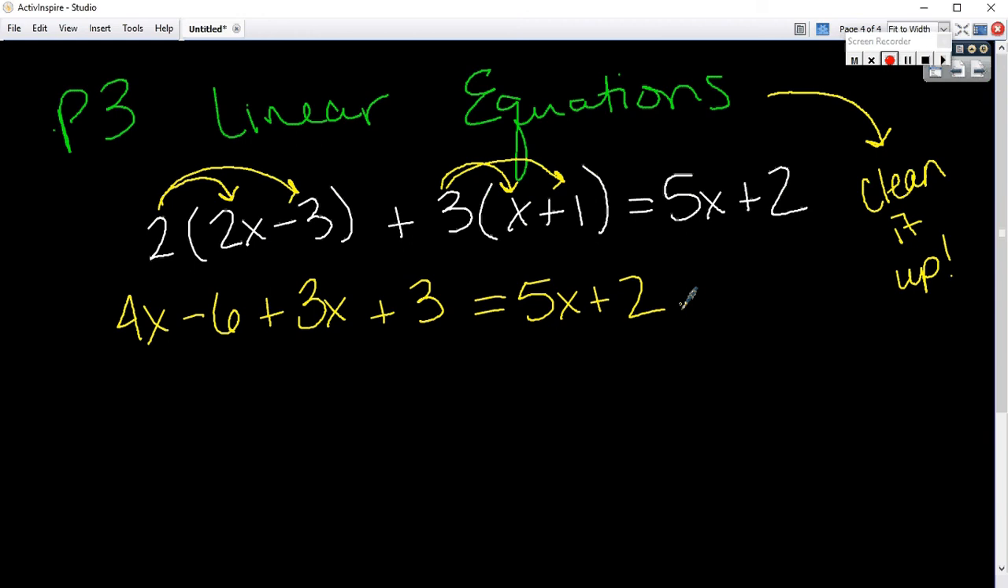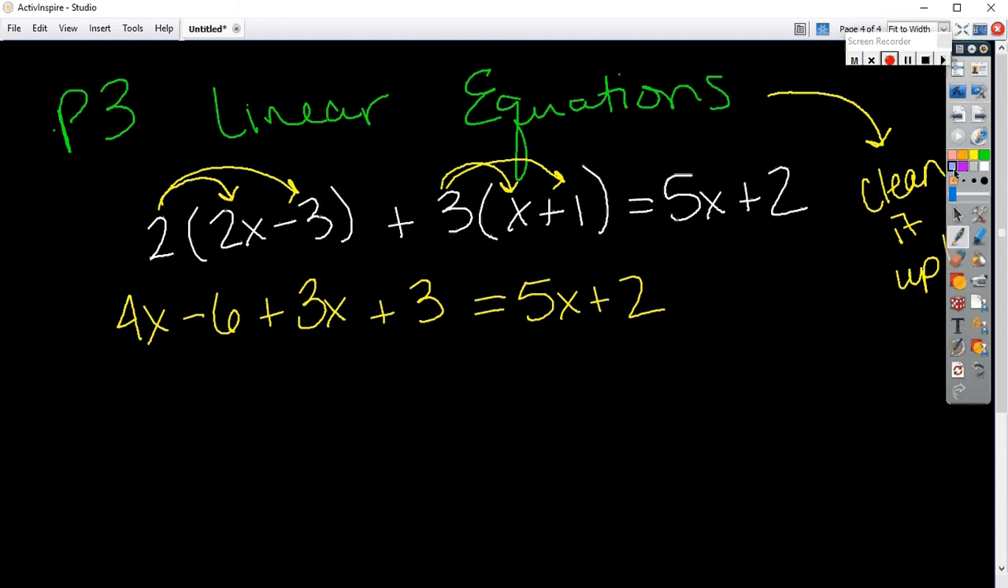So clean it up. Remember, you only want one x on each side to start with. Then we can combine those. So looking at the left side, what does that become? Combine your like terms. What's it mean to be like terms? Same variable, same exponent. So where are your like terms on the left? 4x and 3x. So when you combine those, what do you get? 7x. Now put your constants together. You got a negative 6 and you got a 3. So what's that give you? Negative 3.